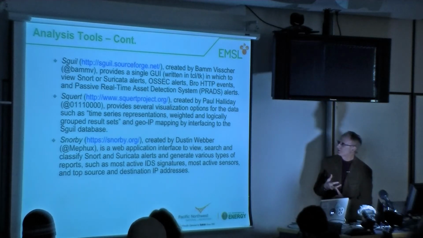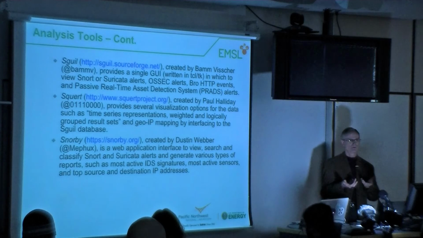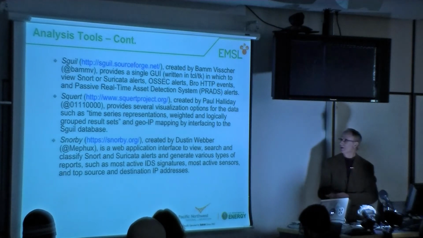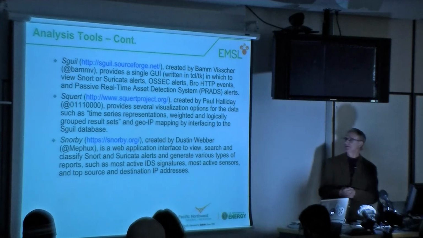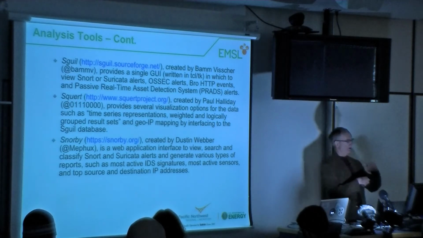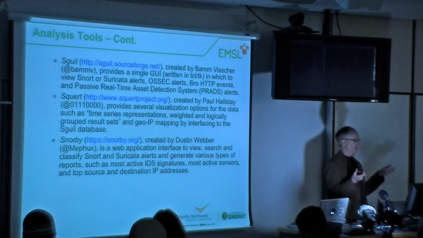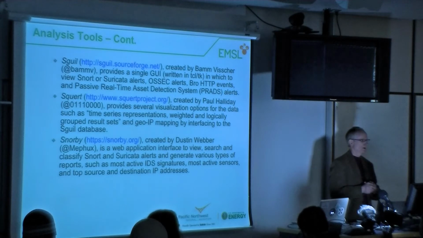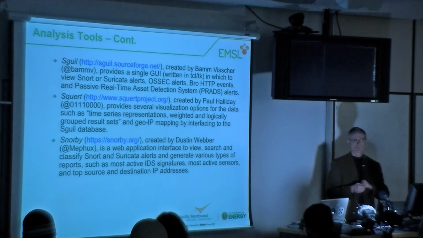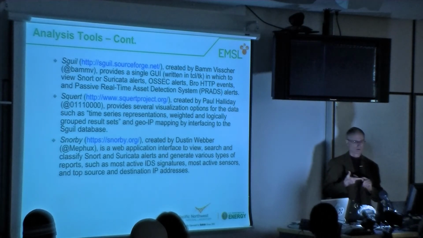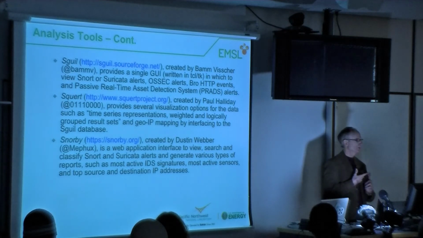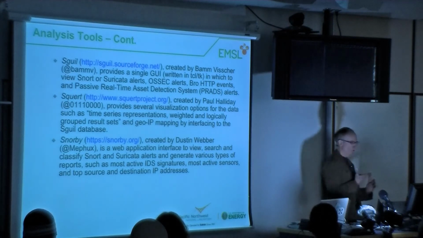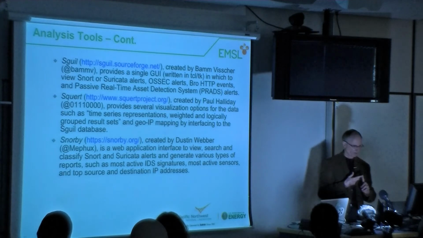There's another piece that is integrated into the Security Onion package called PRADS, Passive Real-Time Asset Detection System. So if a new piece of equipment suddenly pops up on your network, PRADS detects it and that information gets transferred back into Sguil, so that you know if a new piece of hardware has suddenly appeared on your system, like maybe a rogue device of some variety.